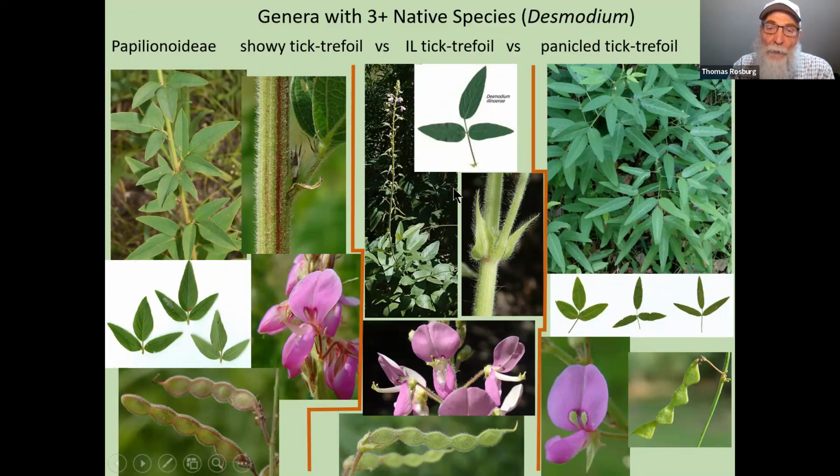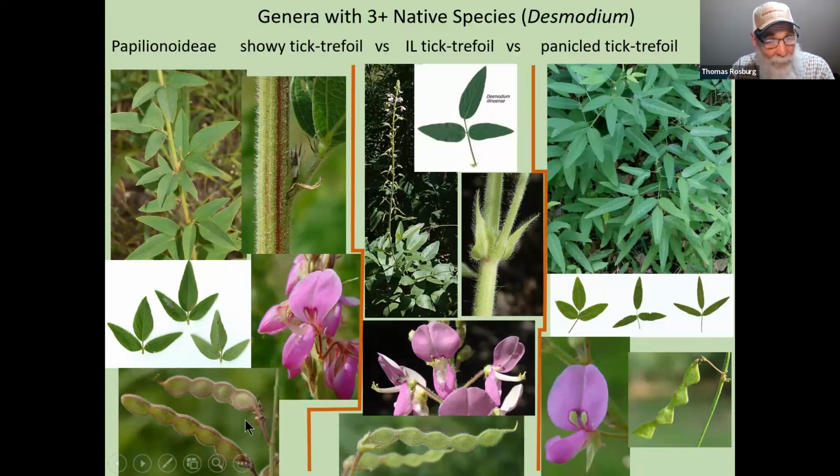Another helpful thing is Desmodium illinoisense always has a lot of hooked hairs on it. Now, as a whole, Desmodiums have little hooked hairs. That's a feature that you'll see in table 1. But they're really hooked in Illinois tick trefoil and much more able to grasp onto things, especially your clothing. Also in Illinois tick trefoil, the stipules are a lot more conspicuous than the stipules over here in showy tick trefoil.